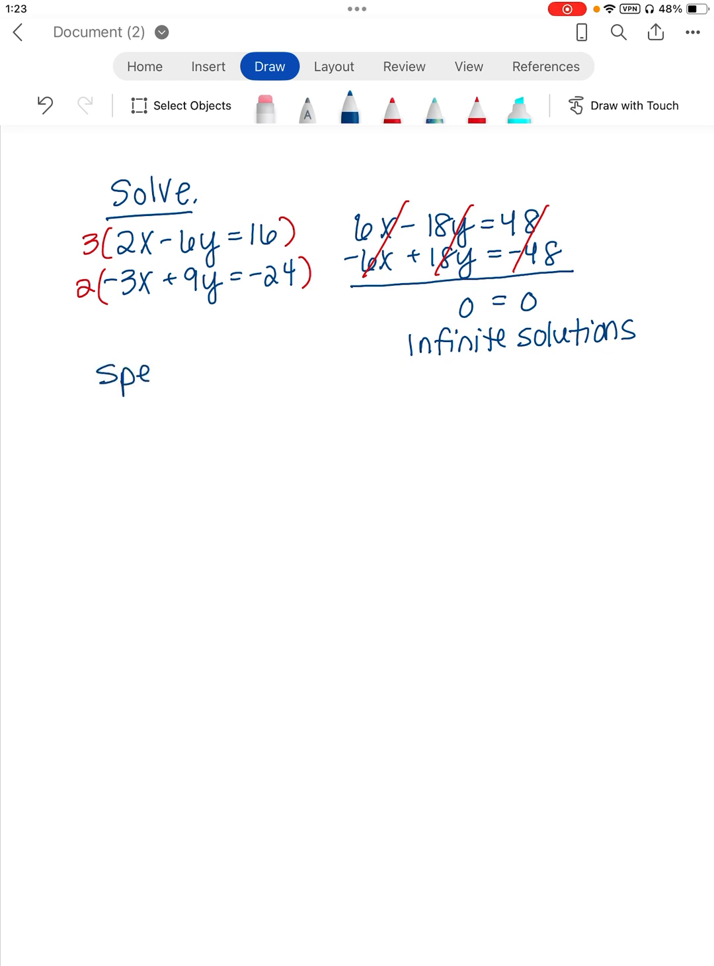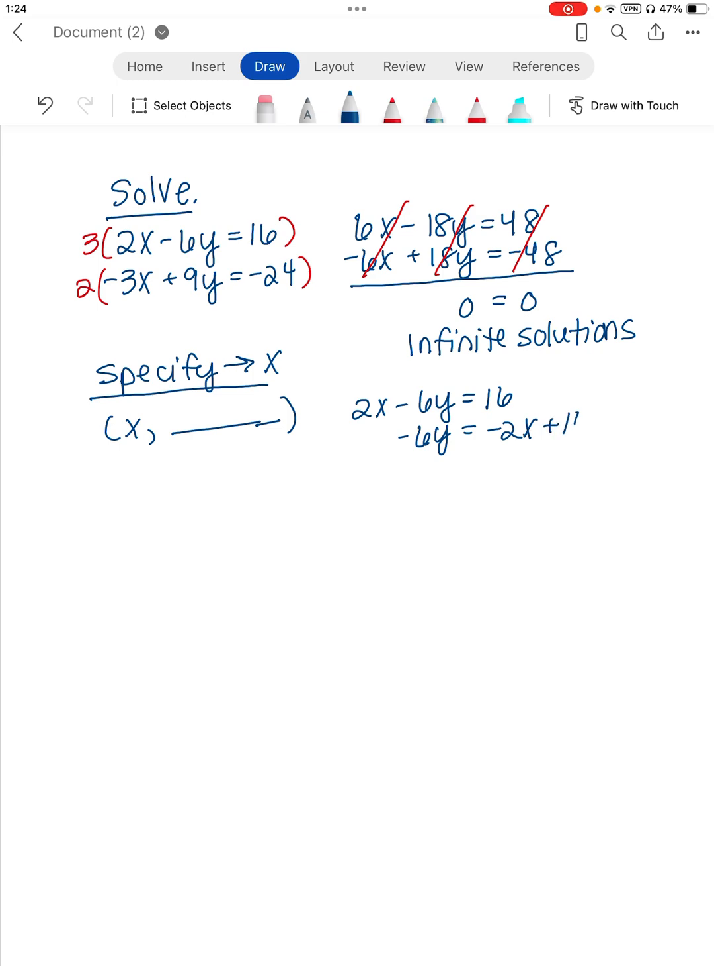Let's say they specify that they want the solution written in terms of x. So we're going to have x comma something, and we've got to figure out what we want to write there to represent the solution. So you want to take one of your equations. It does not matter which one you choose, just pick whichever one you want to work with. I'm going to solve this one for y. So I'm going to subtract that 2x to the other side and then divide all of my terms by negative 6.